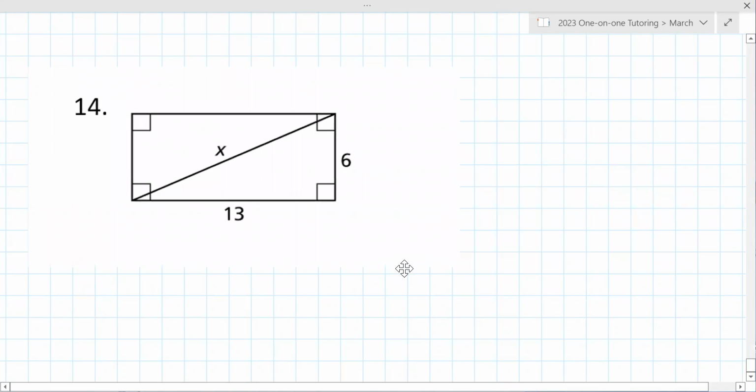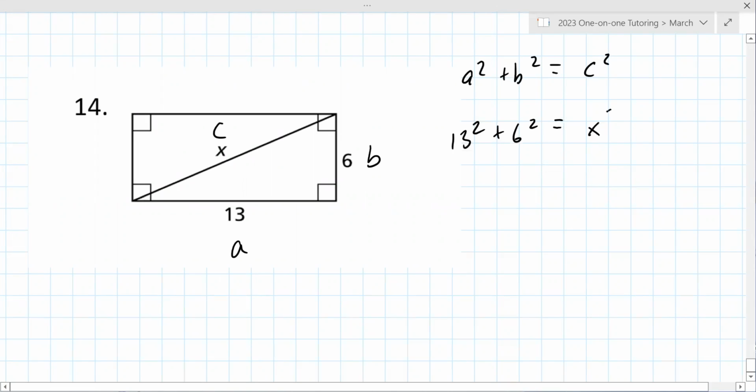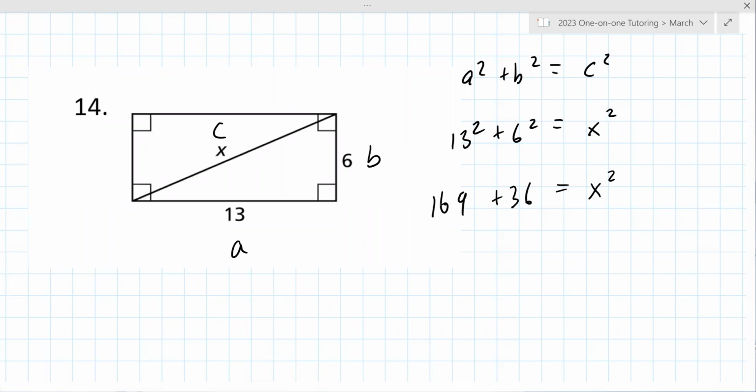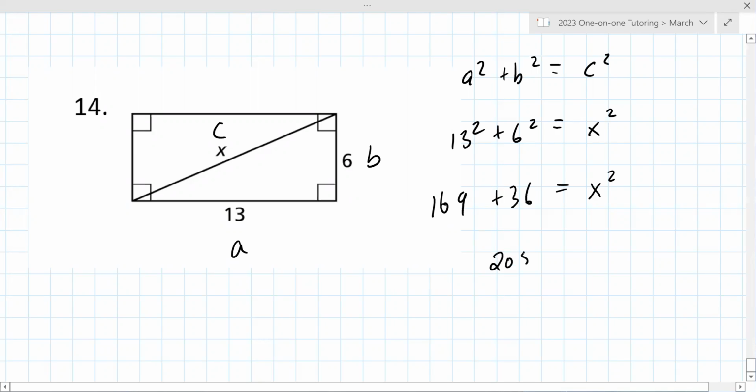Same thing here. I know it's a rectangle, but it's really a triangle. A, B, and C. A squared plus B squared equals C squared. 13 squared plus 6 squared equals X squared. So the faster you are at calculating the squares, the faster these problems go. You can use a calculator if you want. It doesn't matter to me. You should use a calculator if you're allowed to. So this is 205 equals X squared.